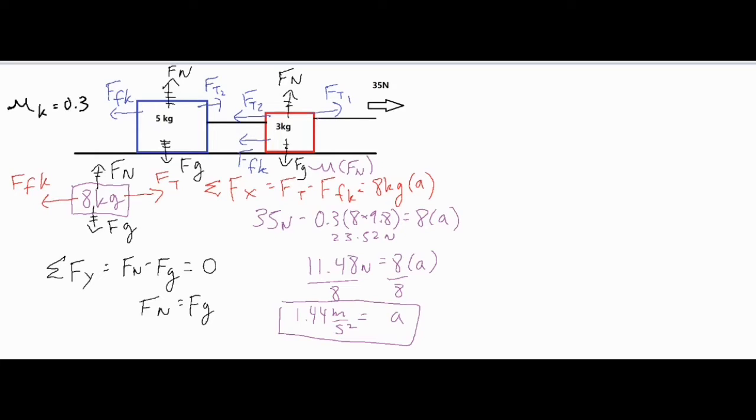So what I'm going to do is set up the sum of forces in the x direction for the 3 kilogram block and the 5 kilogram block. Then we can go ahead and solve for the FT2, the tension between each of these strings.